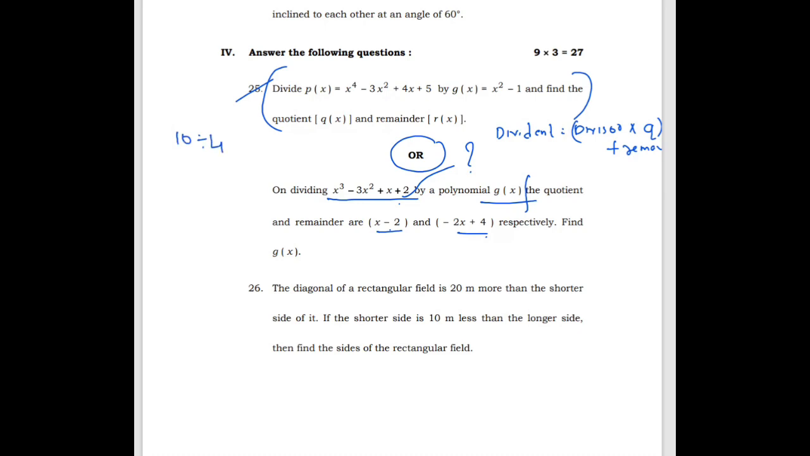Or no, let me take 10 divided by 5, to be easy. So now what is this? I'll write 5 here, 10 here. This 10 is called the dividend, always. This is called the divisor. Now, 5 2s are 10. 0 is the remainder. This is the quotient.